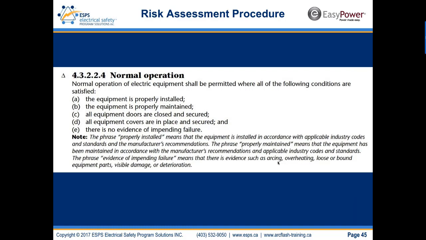In the video, the worker did not recognize the impending failure and was exposed to an arc flash, unfortunately. So if we have these conditions, then energized electrical equipment is in normal operation. That's important to understand, but we can't be too conservative with some of this assessment.